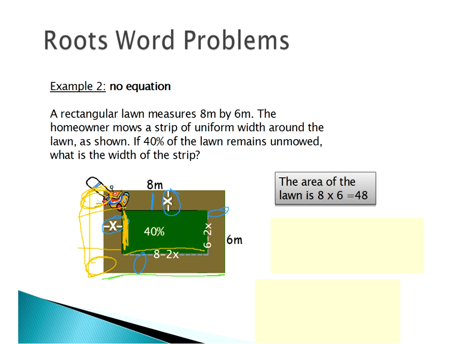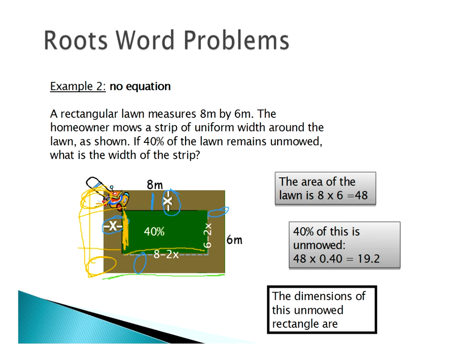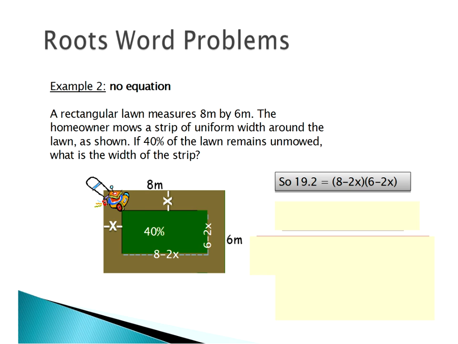So the area of the old rectangle, the large rectangle, is 48, and 40% of that is 19.2. And so we can set up this new area here. 19.2 is equal to 8 minus 2x times 6 minus 2x. So I need to solve for x here. x is the width of the strip. My answer is going to be x equals something. So I have to solve this equation for x.